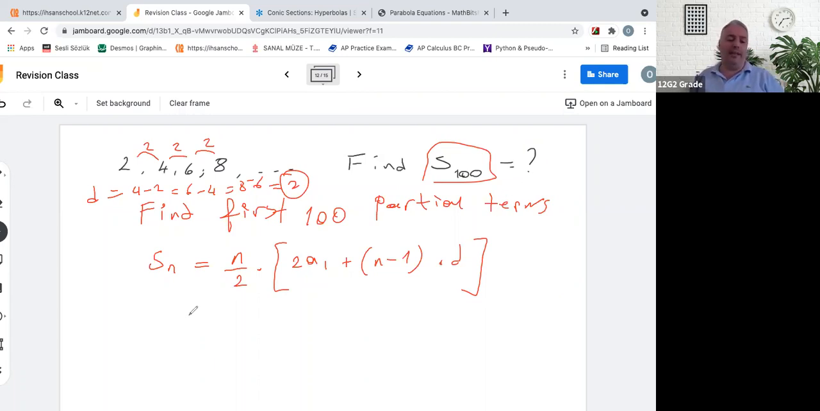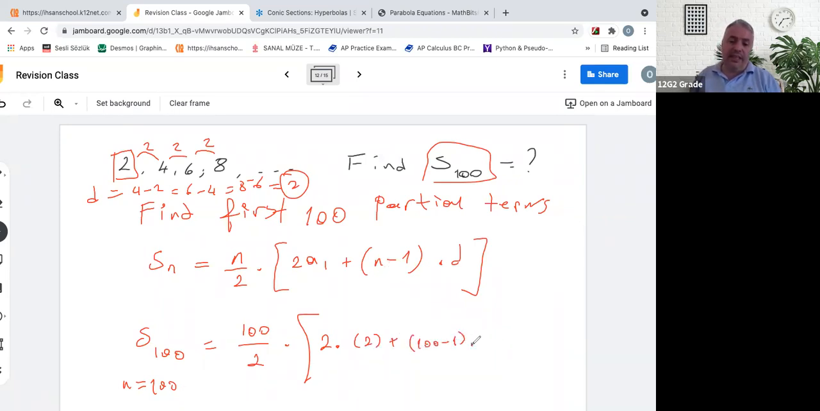So here what I need is S100, which means n is 100. It means the first 100 terms, first 50 terms, whatever. 100 divided by 2, times 2 times A1. A1 is the first term in the given sequence, which is 2. N is 100. D is the common difference between these terms, 2. Okay, finished. The answer is this: 50 times 4 plus 99 times 2, and then just use the calculator, okay?